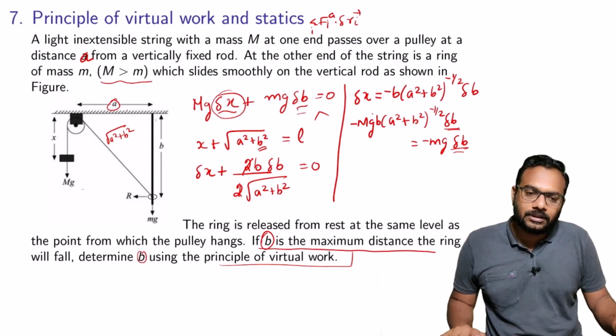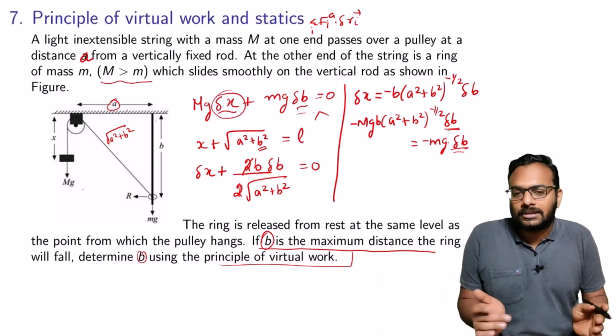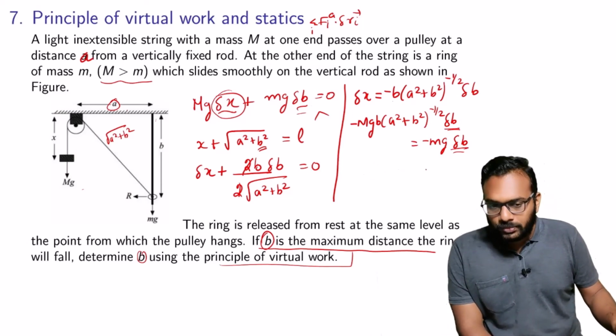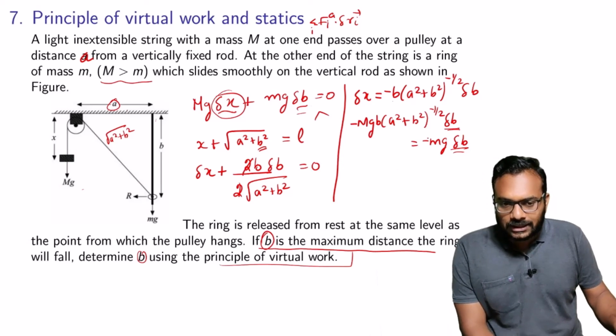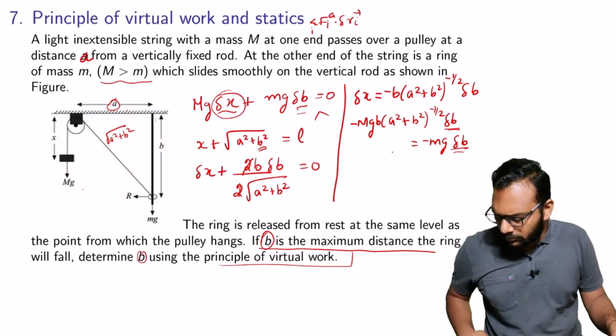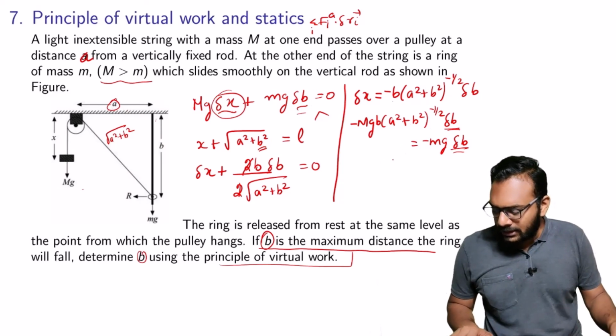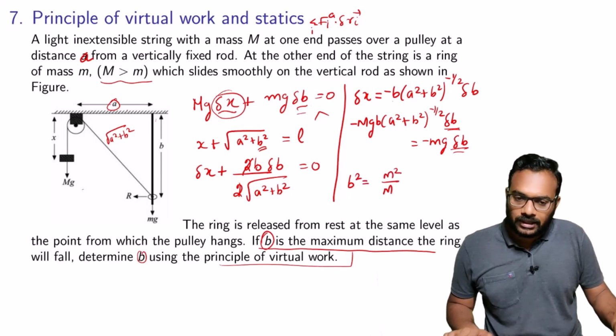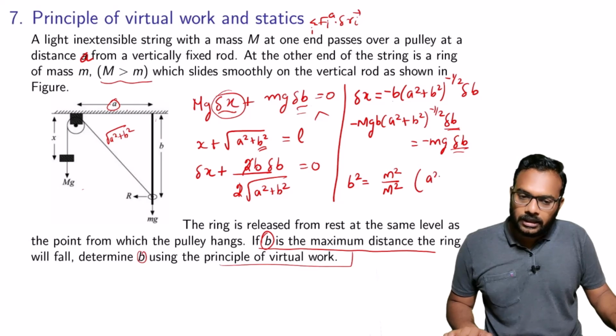You can bring this together, multiplied by delta b is equal to 0. That means whatever is multiplied by delta b has to be equal to 0, because delta b is not 0. We cannot take delta b as 0. I hope that's clear. Now since delta b is arbitrary, whatever is multiplying it has to be equal to 0. Now you can use that to solve for b, and the final answer you will see that b square is equal to m square divided by m square a square plus b square.